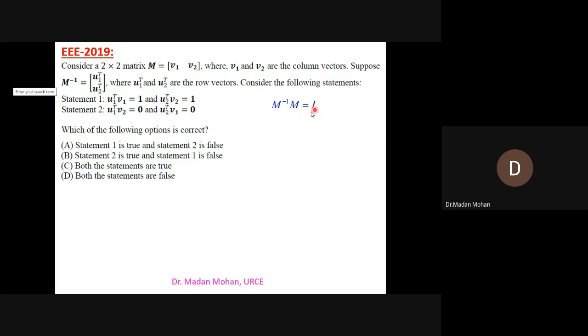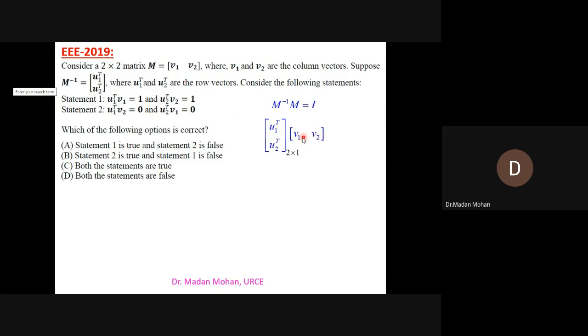Okay. Now, simply substitute these. What is M inverse? This is M inverse. Okay. Got it? This is M inverse. What is M? V1, V2. This is a 2 cross 1 matrix. Please, actually 2 cross 2, but each is a row vector. This is a row vector, U1 transpose. Both are row vectors. Now, it is V1, V2.